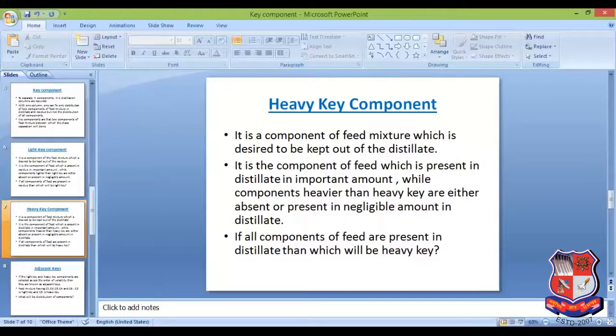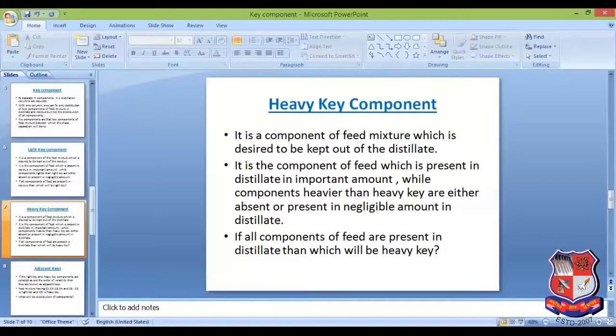Now the question: if all components of feed are present in the distillate, then which will be the heavy key? Think. Okay. So if all the components are present in the distillate, then the component which has the highest boiling point, or is least volatile, will be my heavy key. Why? Because the components which are heavier than heavy key should be absent or present in a negligible amount in the distillate. If all components are present, then the heaviest component will be my heavy key.